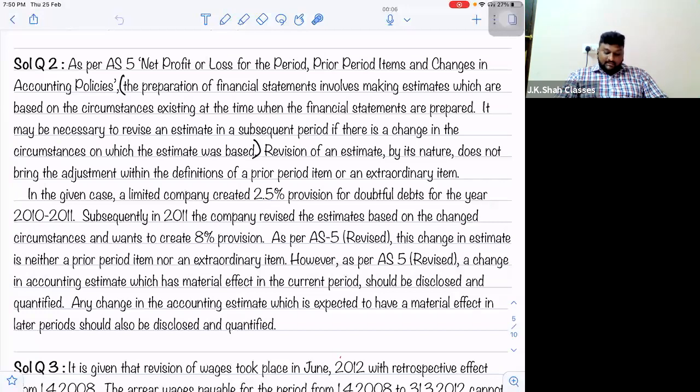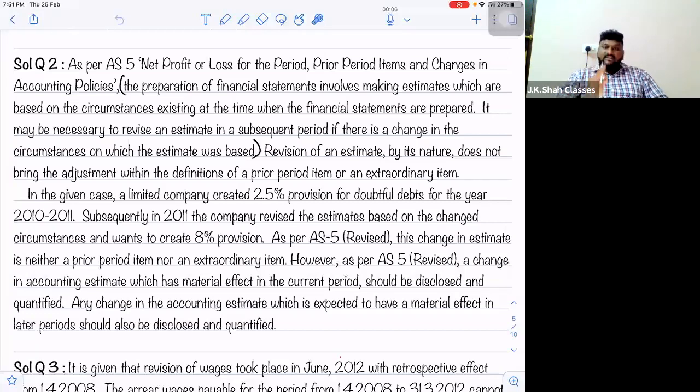Subsequently, in 2011, the company revised the estimates based on the changed circumstance and wants to create 8% provision. As per AS5, this change in estimate is neither a prior period nor an extraordinary item. However, as per AS5, a change in accounting estimate which has a material effect in the current period should be disclosed and quantified. Any change in the accounting estimate which is expected to have a material effect in later periods, later period meaning the next financial years also, should also be disclosed and quantified.